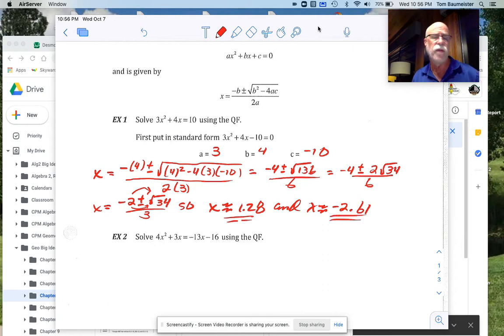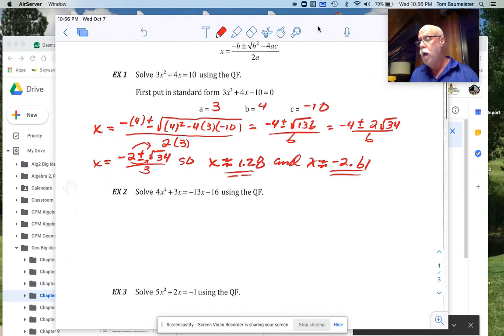Now they're going to show us here on the next page how to simplify that even farther, and we can figure out how many solutions there are going to be. I wish they would have done that first, but they didn't. All right.